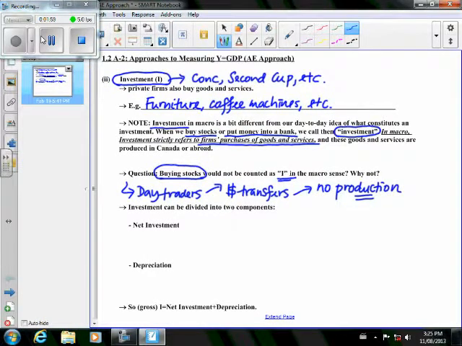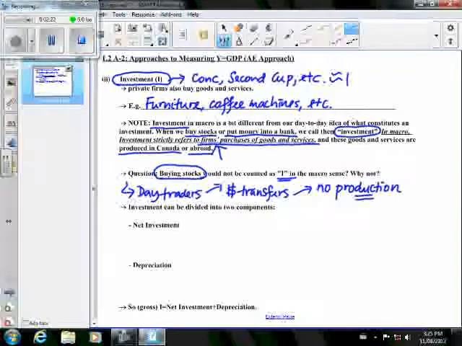Investment always refers to private firms buying goods and services. The goods and services that private firms buy could be produced in Canada or imported from abroad. On average, investment expenditure accounts for somewhere around 18 to 20% of GDP. Let's put in 18%.